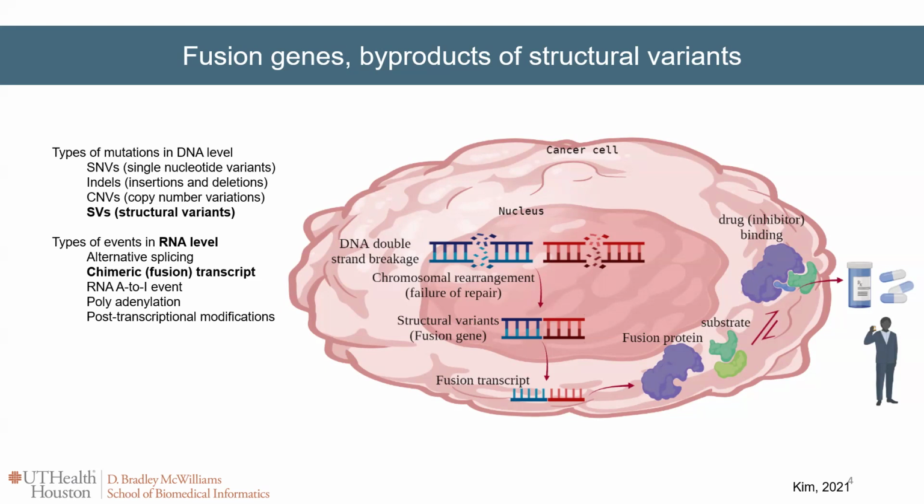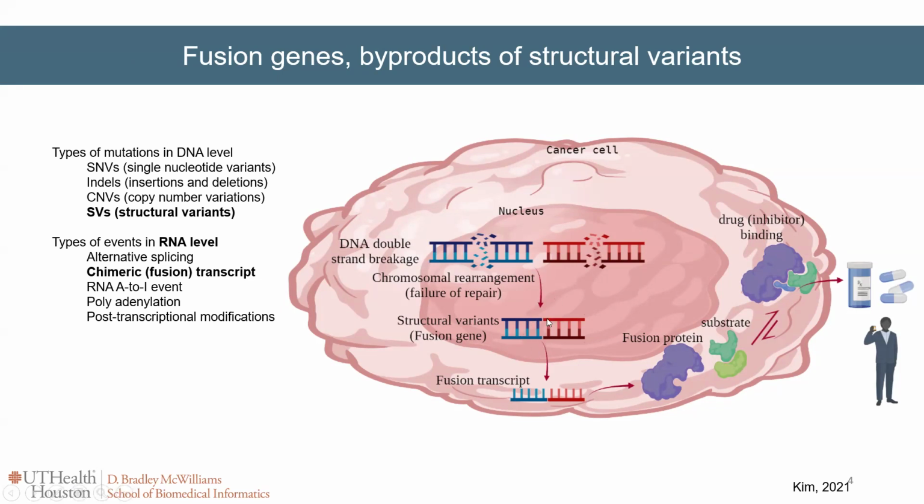But we can say that when the breakage happens inside the gene body, not in an intergenic region or other region, then we call it a fusion gene. So we can say the fusion gene is a kind of byproduct of structural variants. When multiple DNA double strand breaks happen simultaneously, our cell tries to fix them, but it fails, and then it keeps the wrong rearrangements like these structural variants.